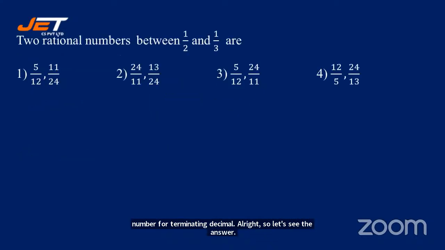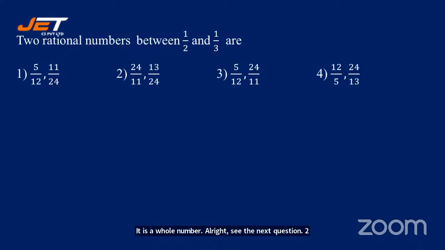Two real numbers between half and 1 by 3 are dash. Yes, so this needs detailed working. So I'm just giving you the answer for this. It is option 1, 5 by 12, 11 by 24.